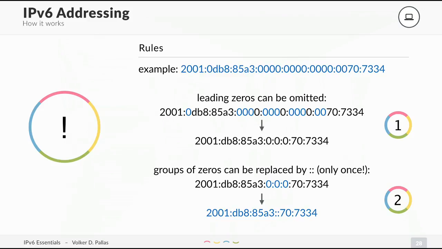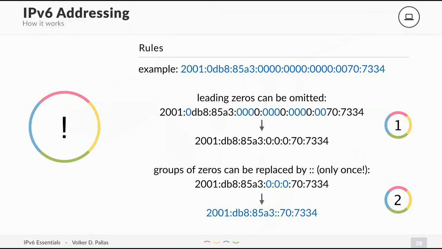And in step 2, you can use groups of zeros and replace them by double colon. But you can only do that once per address. Why? Because just think about it. If you have 2 different groups at 2 different locations in the address, separated by double colon, which means there is any number of zeros in between. You never know. Is there 6 zeros in the beginning and only 12 at the end? Or is it the other way around? You never know. So it has to be only once.